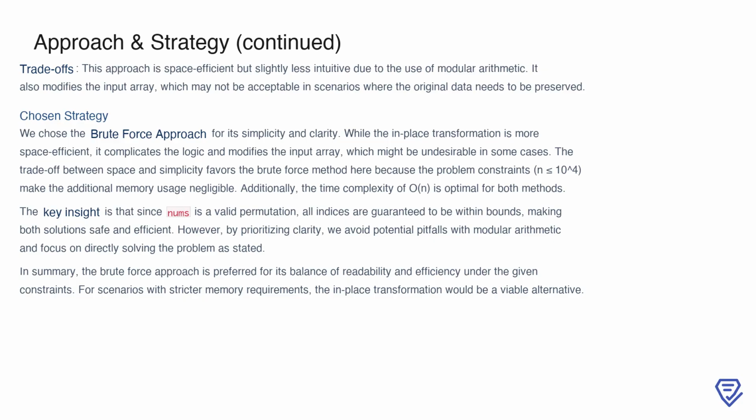Both approaches achieve the optimal time complexity of O(n), but the brute force method avoids potential pitfalls associated with modular arithmetic and directly aligns with the problem's requirements. The key insight is that the input array being a valid permutation ensures all indices are valid, making both solutions safe and efficient. By prioritizing readability and maintainability, the brute force approach strikes a good balance between simplicity and performance. However, if memory usage were a critical concern, the in-place transformation would still remain a viable alternative for solving this problem.